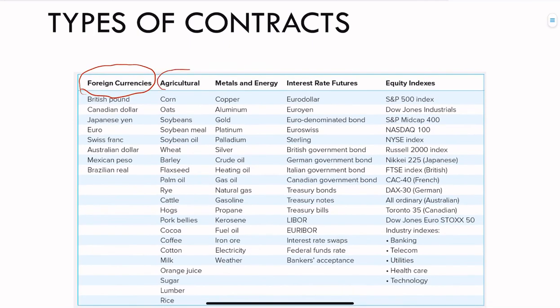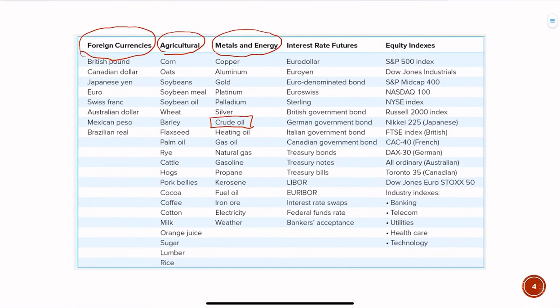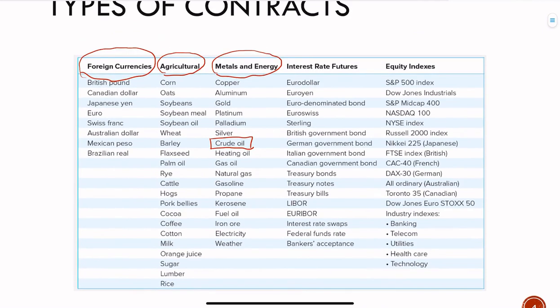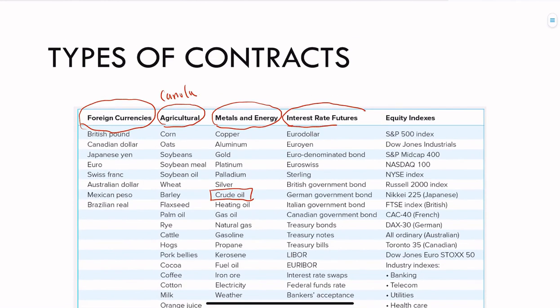The second type is agricultural: corn, oats, soybeans, and other different types of agricultural commodities. The third type is metals and energy. The famous one would be crude oil, right? And because we live in Winnipeg, what's the famous futures contract? It's canola.